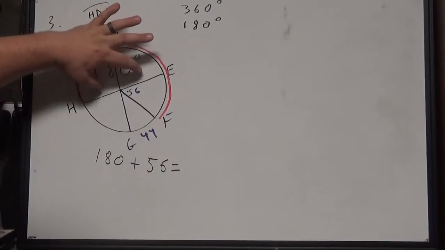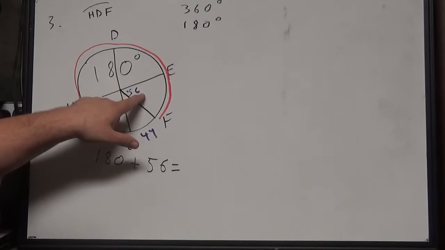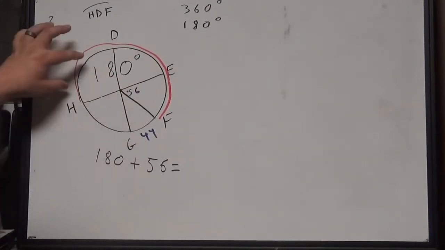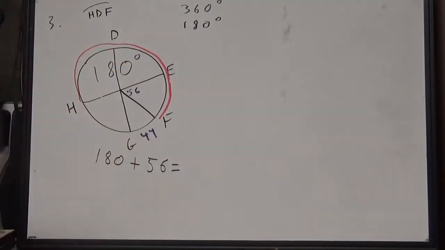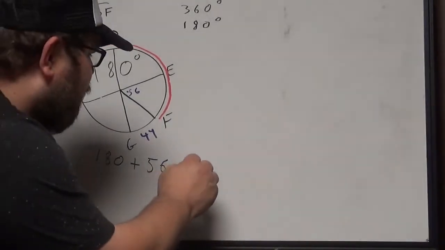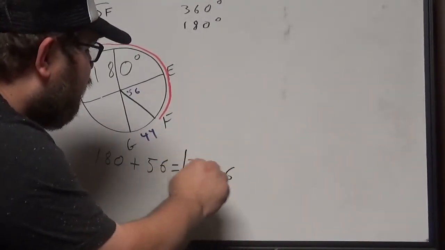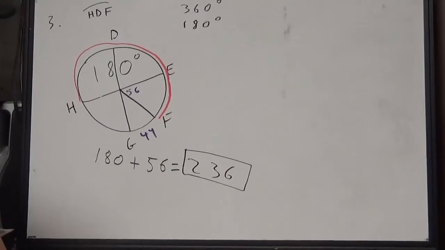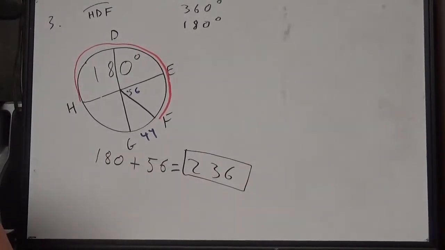Anyway, this half of the thing is 180, and this part is 56. So we could just add the two pieces together, and we get 236. And that would be your answer. 180 plus 56 is 236.